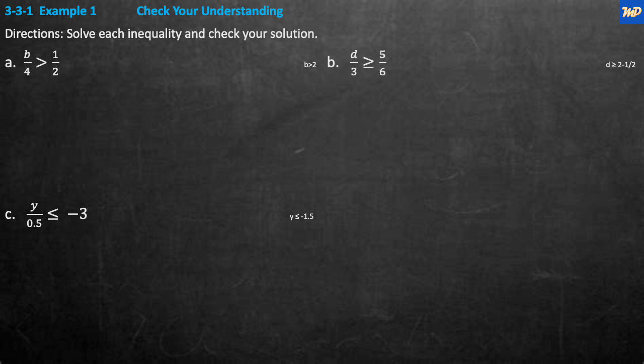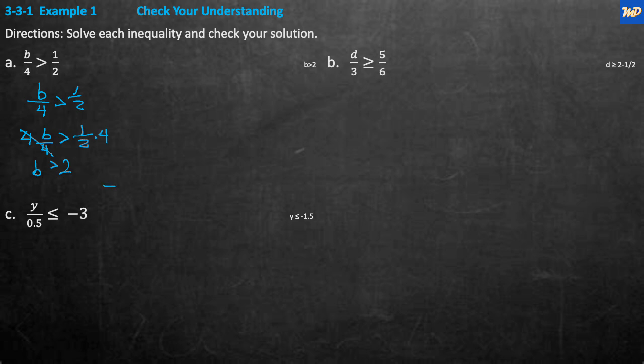So the first thing I'm going to do is rewrite the inequality. We've got b divided by 4 is greater than 1/2. So to solve this inequality, we have to get the b by itself. We're going to do that by multiplying both sides by 4. So we have 4 times b over 4 is greater than 1/2 times 4. And the 4's will cancel, giving us b greater than 4 divided by 2, which is 2. The solution then is b is greater than 2.